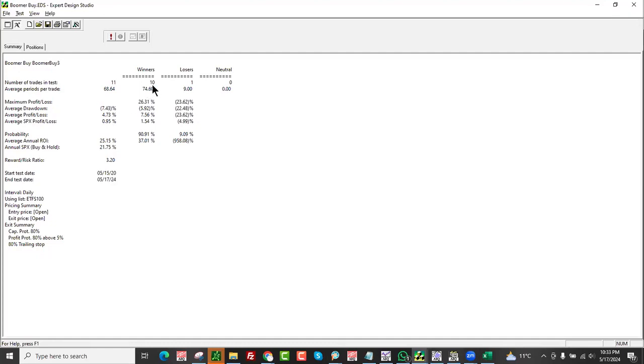And you've got 10 winners and 1 loser. It's not a bad ratio. I mean, reward risk ratio 3.2, but not a lot of trades. You need more tickers in here. Trading 2.5 times a year is not something I'm going to do. But if I was using this as part of an armory of trading strategies, this might be a good one to bear in mind. So that's Boomer Buy.